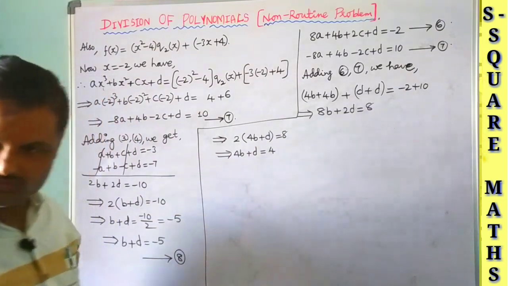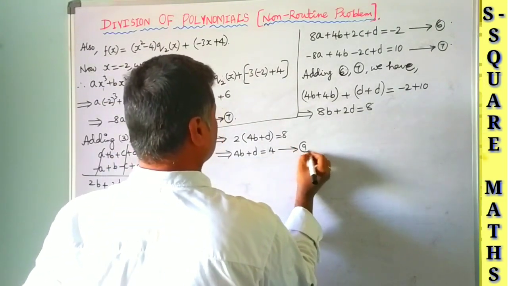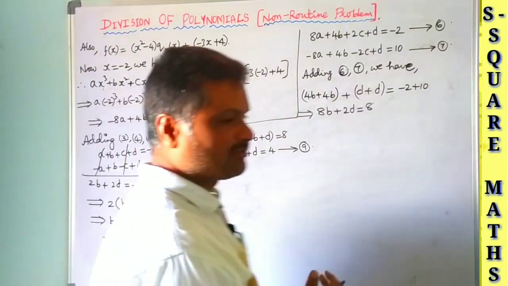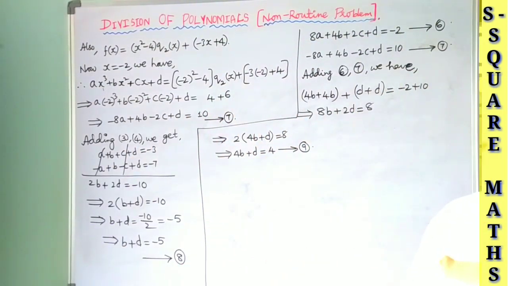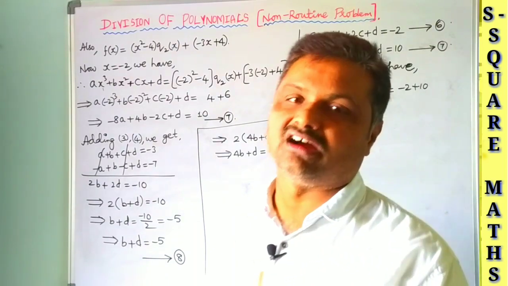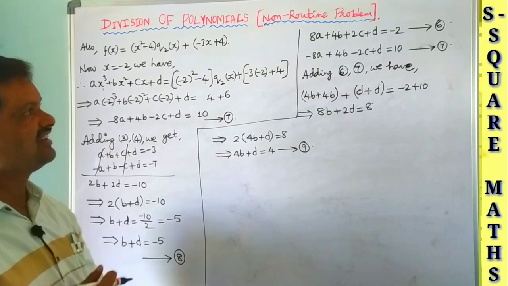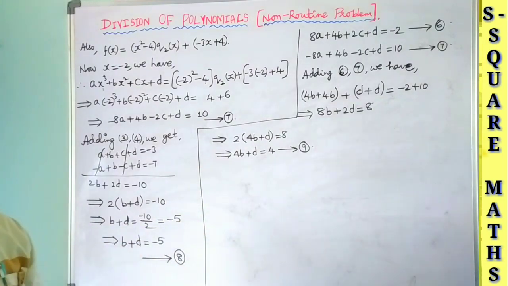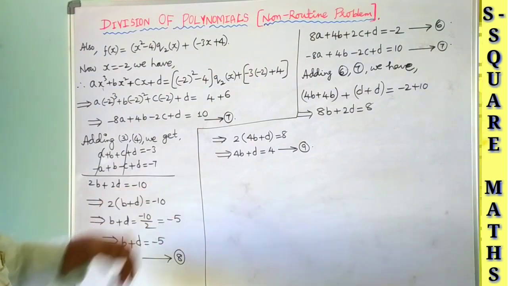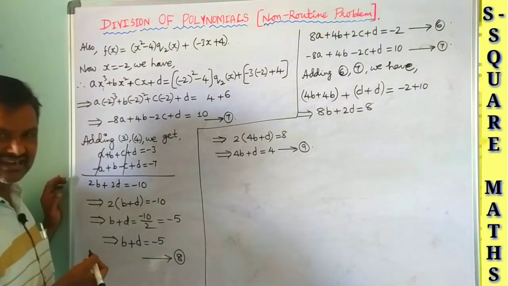8 by 2 gives you 4. So this is equation 8, now this is equation 9. After arriving at the 9th equation, if you observe carefully, equation 8 and equation 9 are which type of equations? Pair of linear equations in how many variables? In 2 variables. The variables are b and d. So therefore, solving for b and d.